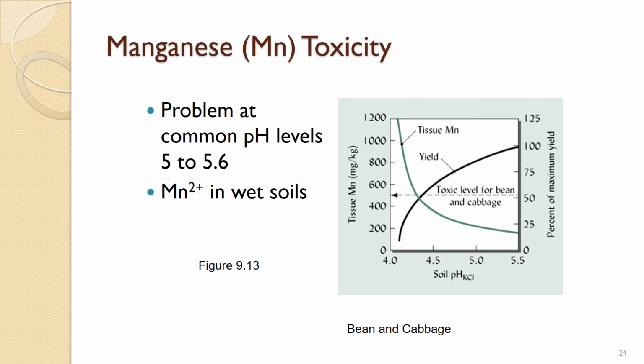So we also have an issue with manganese toxicity in wet soils with low pHs. Okay, so especially for beans and cabbage. This can negatively affect yields, as well as aluminum and manganese can also affect taste.